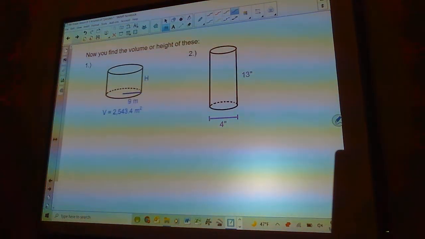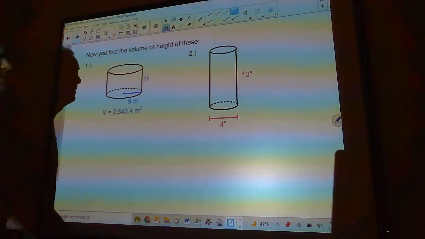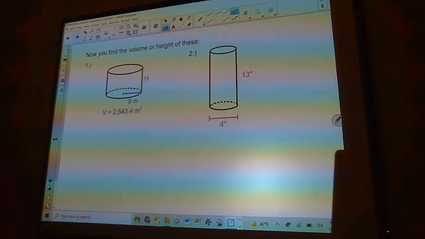All right, so here's what I want you to do. I got two problems here for you. This one you're going to find the height. This one you're going to find the volume. Go ahead and pause the video right here, do these two problems, and then jump back on and see how you did.